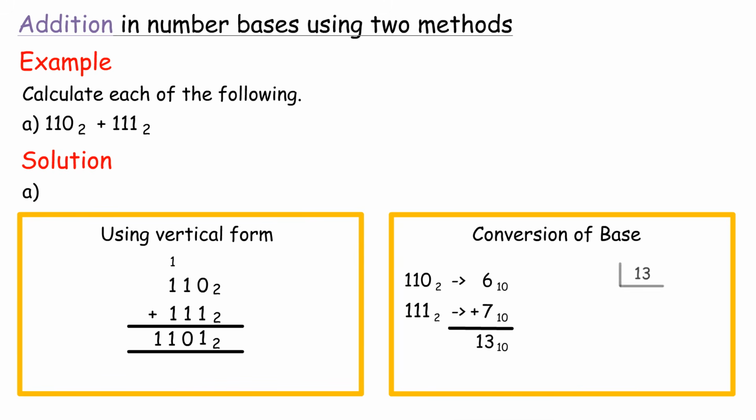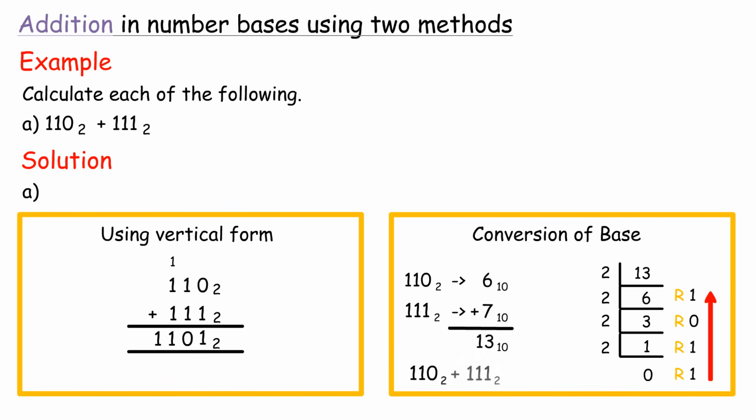13 divided by 2, we get 6, with the remainder 1. 6 divided by 2, we get 3, with the remainder 0. 3 divided by 2, we get 1, with the remainder 1. 1 divided by 2, we get 0, with the remainder 1. Then get the answer from bottom to top. 110 plus 111 equals 1101 in base 2. You can see both answers are the same.